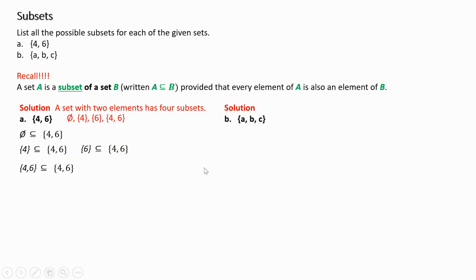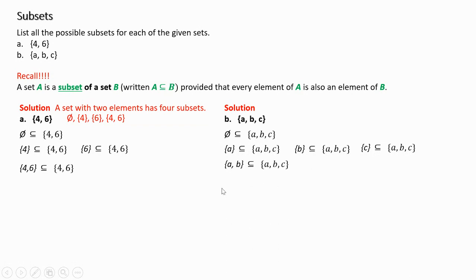Now let's do B. We're going to start in order. First, we start with the empty set. Then we do them one at a time. Set {A} is a subset of the set {A, B, C}. Set {B} is a subset of the set {A, B, C}. And set {C} is a subset of the set {A, B, C}.